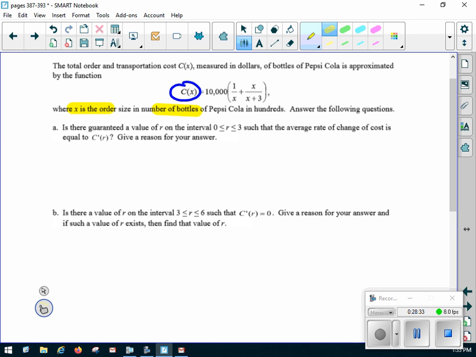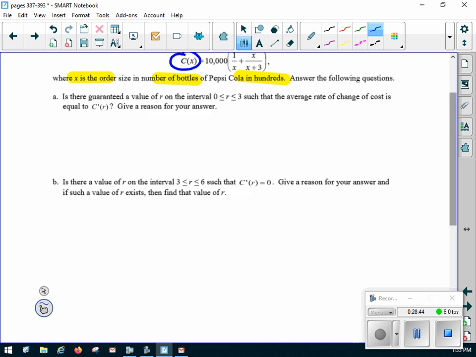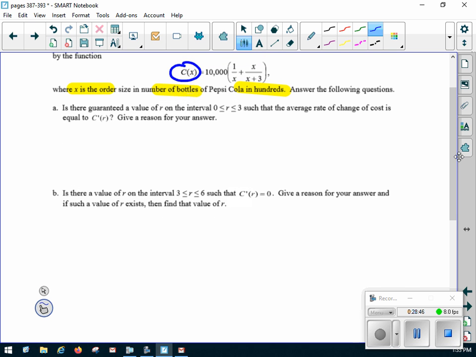The number of bottles in hundreds. Answer the following questions. Is there a guaranteed value of R on the closed interval 0 to 3 such that the average rate of change of cost is equal to C prime of R?